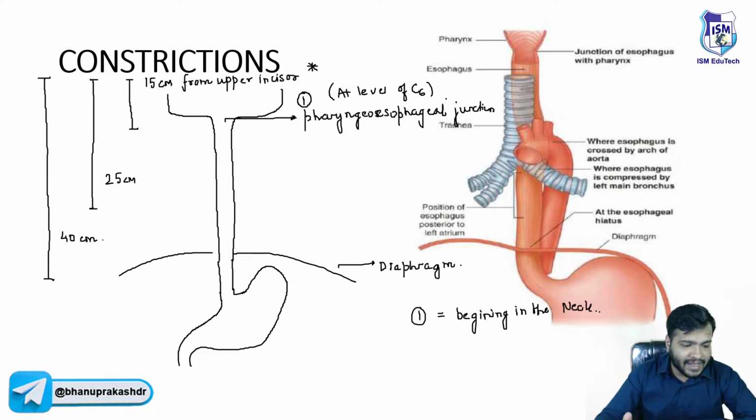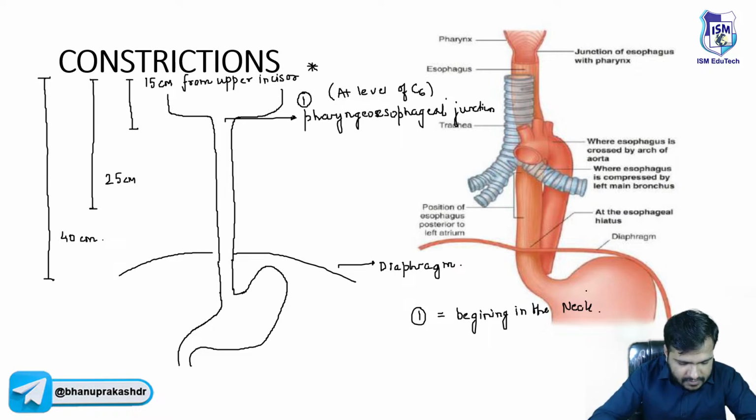That is why these landmarks are very important. 15 centimeters gives the first one, 25 the second one, and 40 the third one. So it gives a hint or an idea that the foreign body which the child has consumed can be at these particular places. I hope this point is clear to everyone. So the first is at the beginning of the neck.